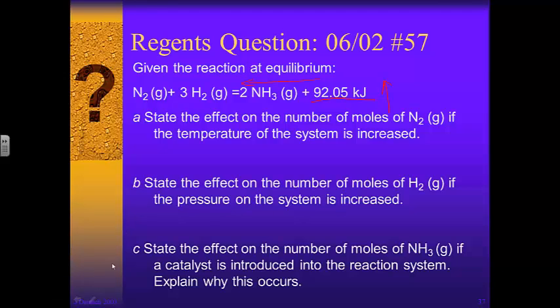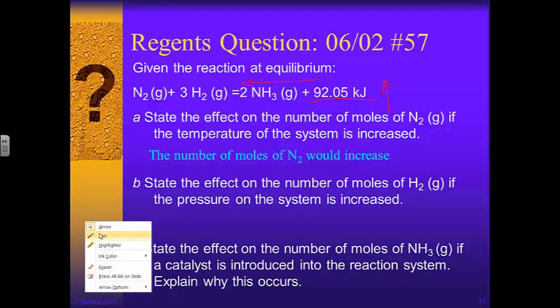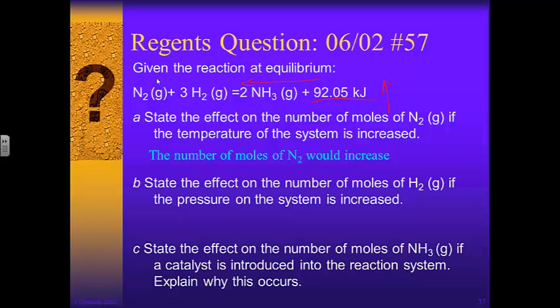State the effect on the number of moles of H2 if pressure increases. Well, when I increase pressure, it's going to shift to the side with the least number of moles. So notice here we have 3 plus 1, which equals 4 moles of gas on the left versus 2 moles on the right. So it shifts to the side with the least number of moles. So the shift is going to be to the right. And if we're shifting right, the effect on H2 is that H2 will decrease.